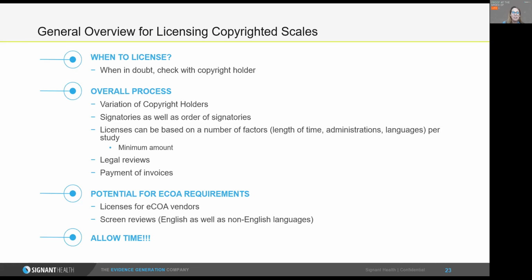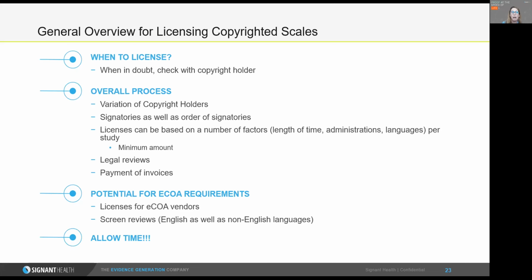Legal reviews within there as well. Most of the time when you're signing a license, there are legal terms in there, so you want to make sure that your legal group is involved in these types of reviews. Payment of invoices: it's possible copyright holders will not release a scale until the invoice has been paid, or you've shown them, or you've given them a purchase order. All of this you need to keep in mind. And again, allow time.